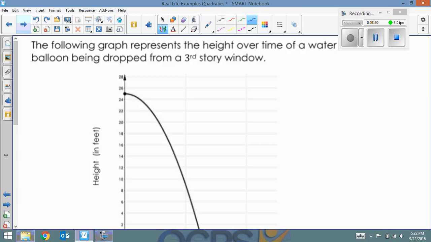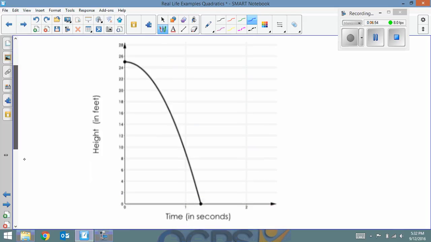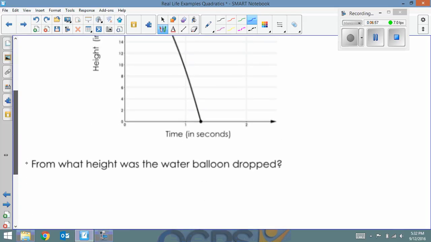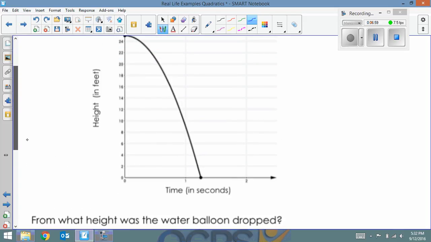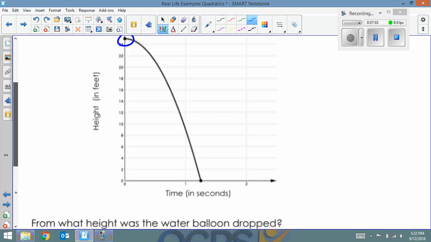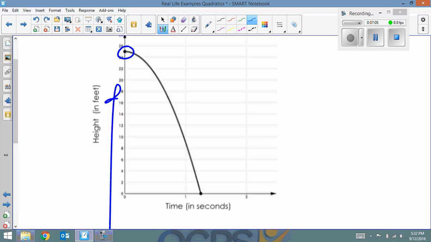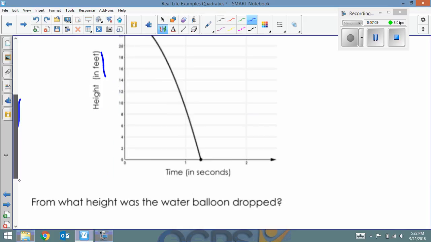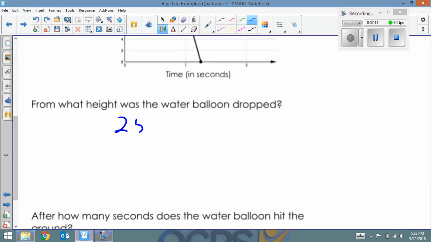So it says the following graph represents the height over time of a water balloon being dropped from a 3rd-story window. It says from what height was the balloon being dropped. So we were looking at our y-intercept in this case. Our y-intercept is here. That is going to give us a height of 25. And you notice here it says our heights in terms of feet. So it's going to be 25 feet.